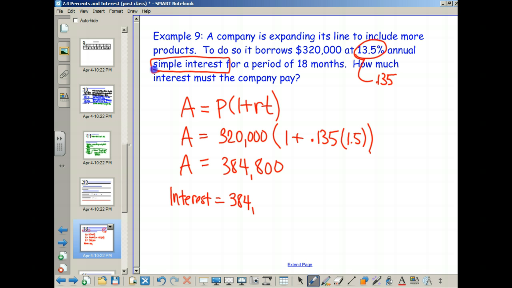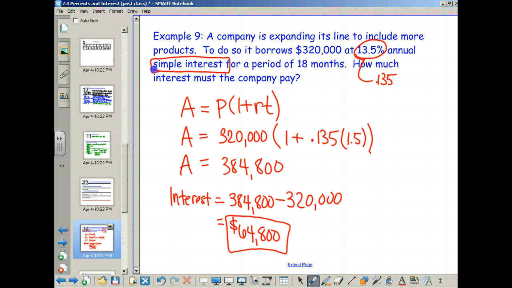Yeah, the 384,800 that we just found minus the 320 that they borrowed to begin with. They're not really paying 320 back. They borrowed that to begin with. That's just reimbursement. They didn't pay that amount of money for using their money. They just used it for a little while. And if we do that, what do we get? $64,800.